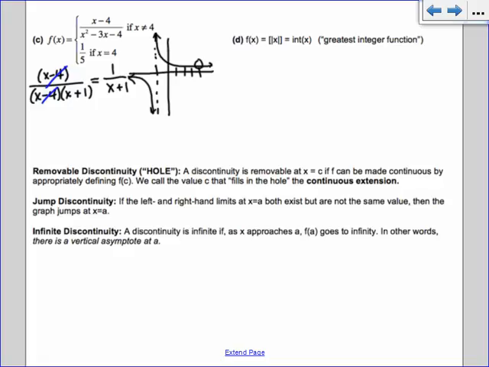So plug it into the simplified version. Yeah, Chloe? It is 1/5, right? So that hole is located at (4, 1/5). So what the second part of this piecewise function is saying is to fill in that hole. Okay, so we're going to fill in the hole, and it's now continuous there. So its hole has been filled in.